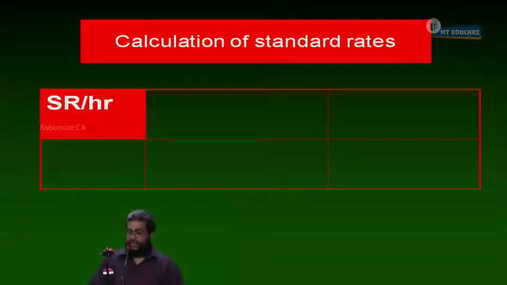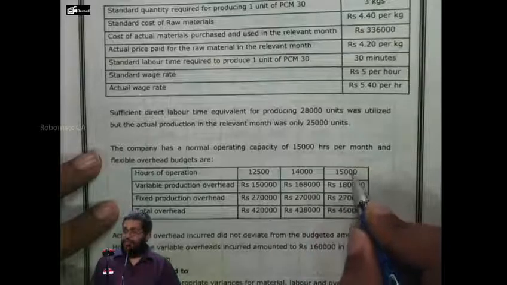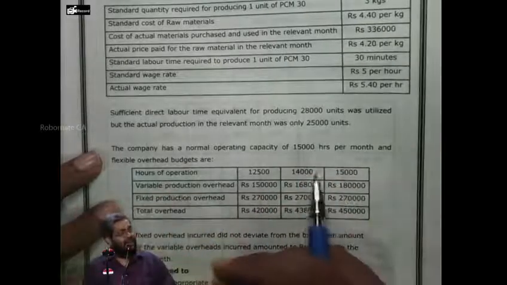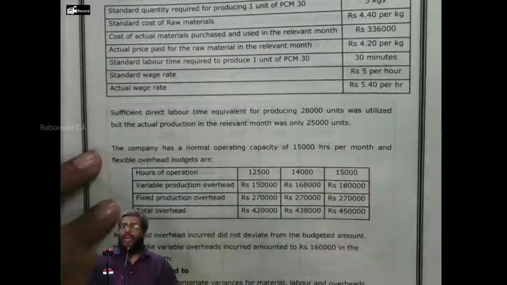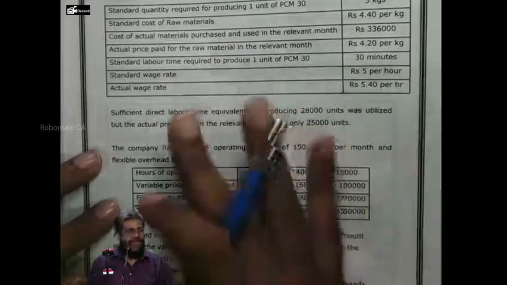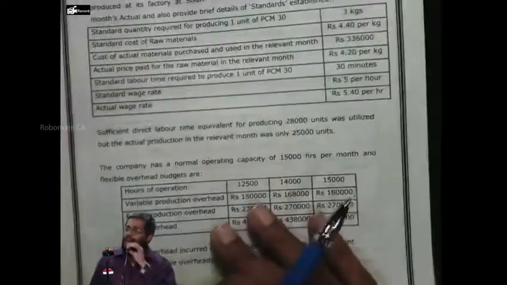No. If you look at the question, I have been given 3 budgets. A budget for 12,500 hours, a budget for 14,000 hours, a budget for 15,000 hours. Which budget should I take? For variable overheads, whichever budget you take, the per hour rate will be the same, because it's always constant.